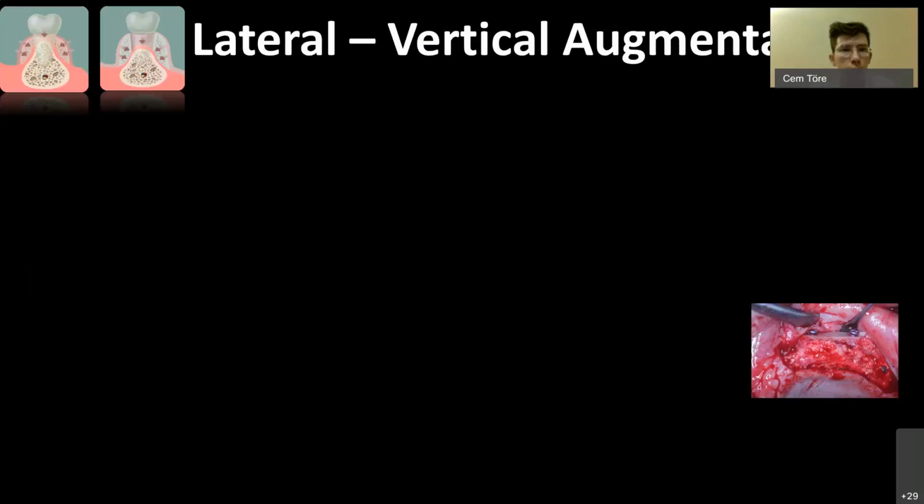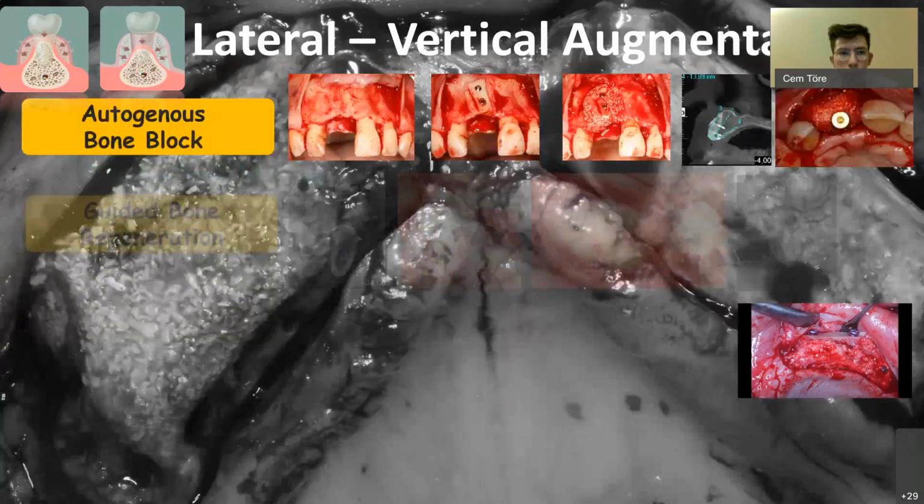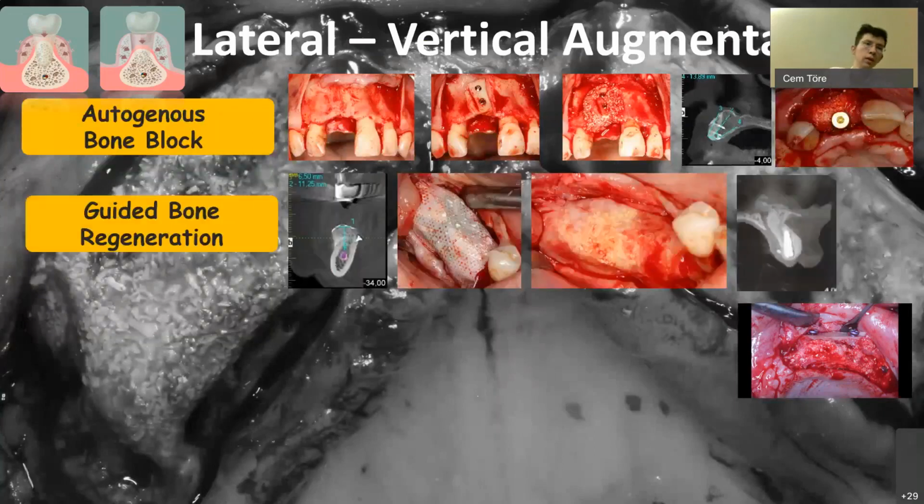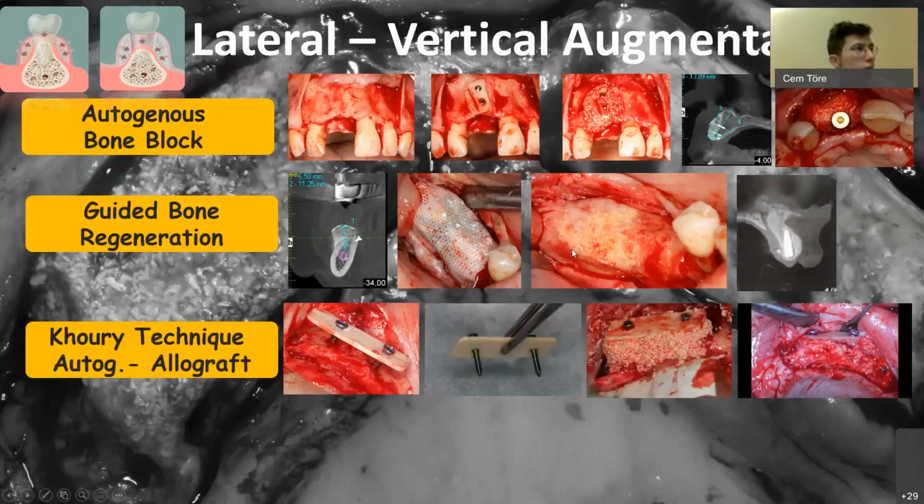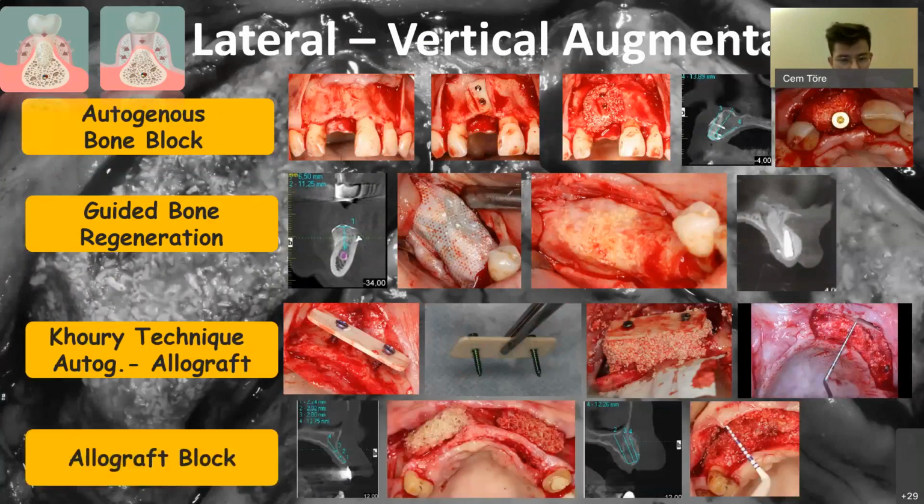Okay, so now we can talk about lateral and vertical augmentations. We know we have multiple options for this. We can do an autogenous bone block to augment the bone. We can use guided bone regeneration. We can use the Khoury technique, or we can use an allograft block.